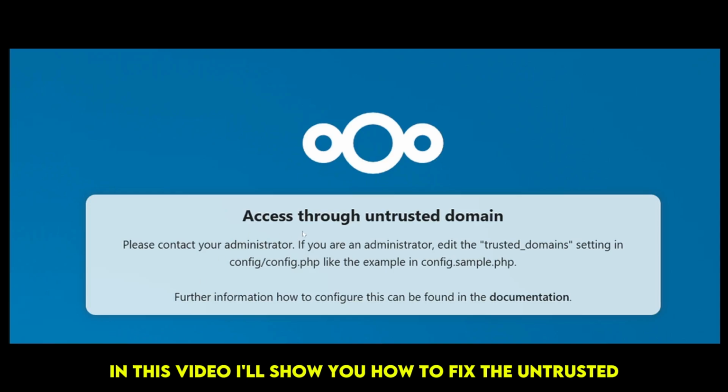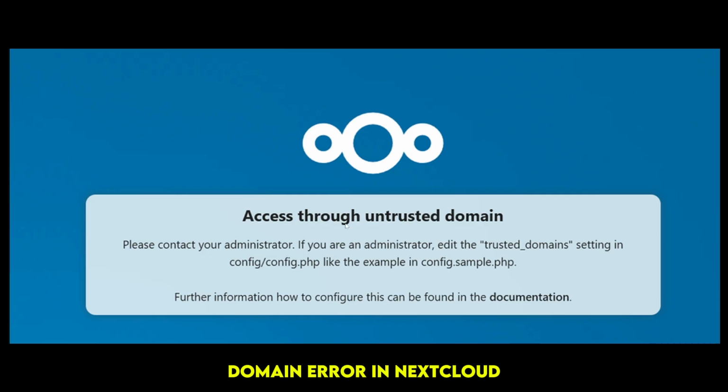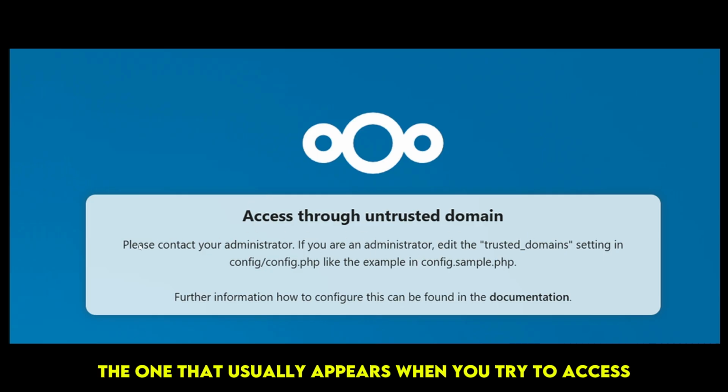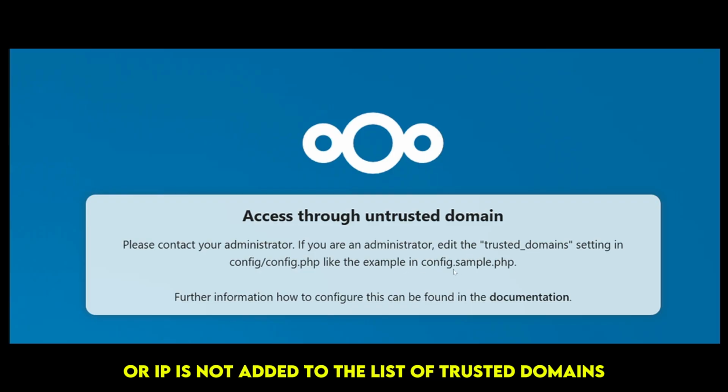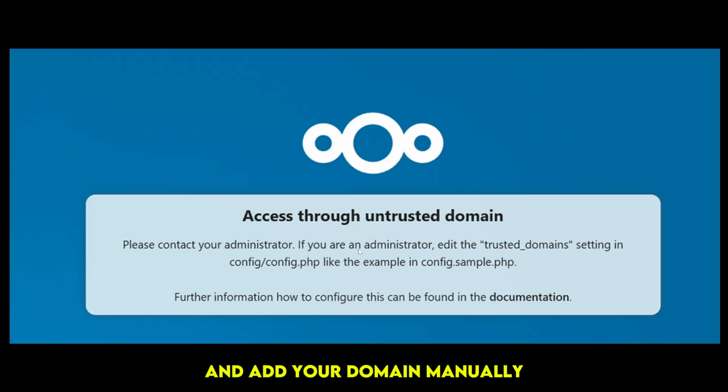In this video, I'll show you how to fix the untrusted domain error in Nextcloud, the one that usually appears when you try to access your Nextcloud installation from a new domain or IP address. Let's get started. When you see the access through untrusted domain message, it means that your domain or IP is not added to the list of trusted domains in your Nextcloud configuration file. To fix this, you just need to edit that file and add your domain manually.